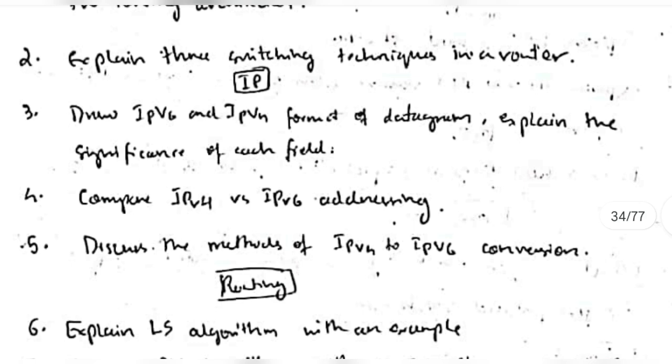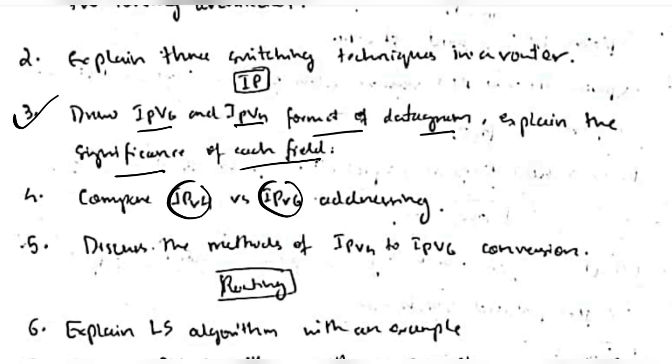The next one is the IP, and in IP we have 3 questions. Draw the IPv4 and IPv6 datagram format and explain the significance of each field. After that, you have to compare IPv4 and IPv6. Finally, you have to mention the methods of conversion from IPv4 to IPv6.